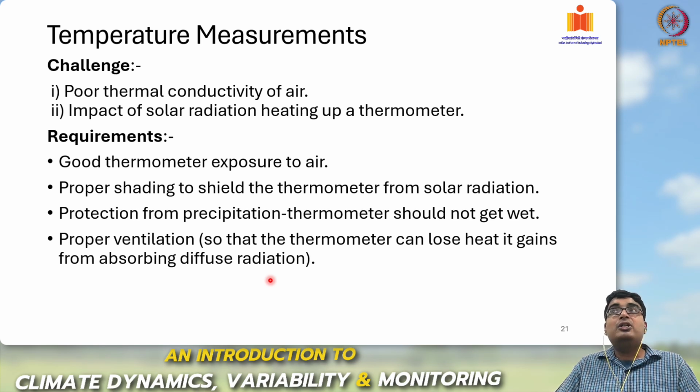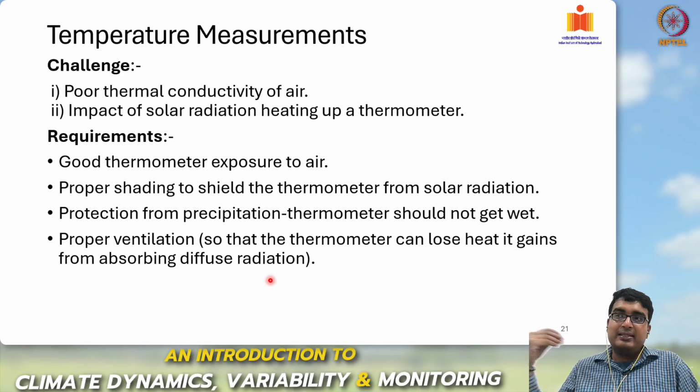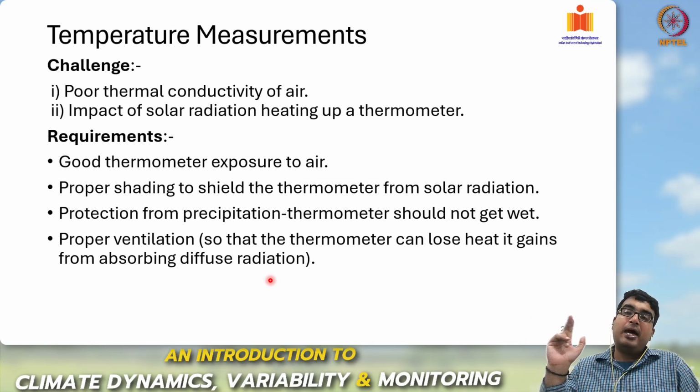It also needs to have proper ventilation, that is, there should be good airflow around the thermometer. This is needed so the thermometer can lose heat it gains from absorbing diffuse solar radiation. We will discuss the role of proper ventilation in this class in a later section. So good exposure to air, proper shading to shield the thermometer from both solar radiation and precipitation, and proper ventilation or airflow around the thermometer.